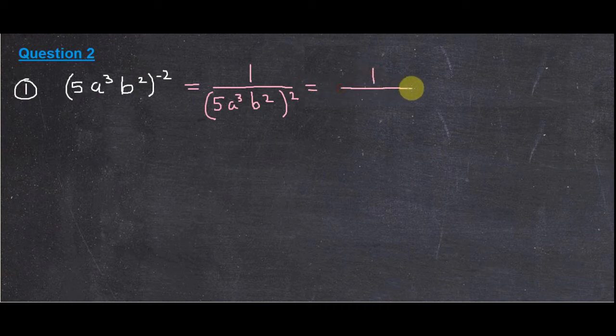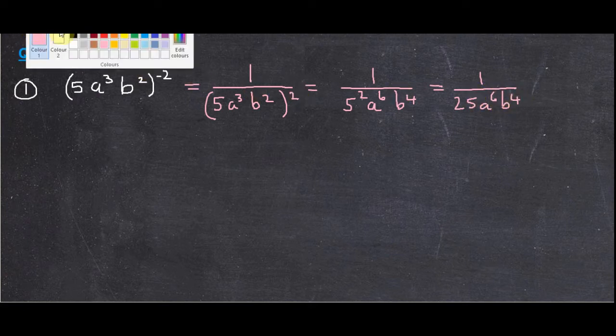Now we can multiply the exponents. So it's 5 squared, a to the 6th, b to the 4, and this of course is 1 over 25, a to the 6th, b to the 4.